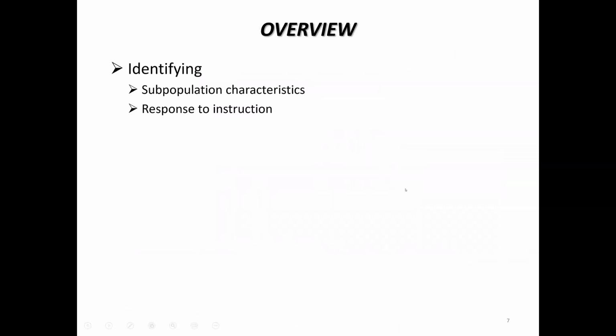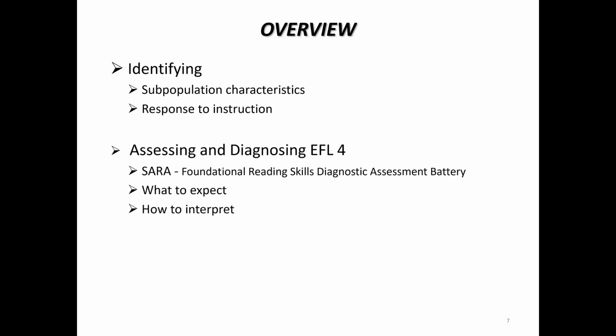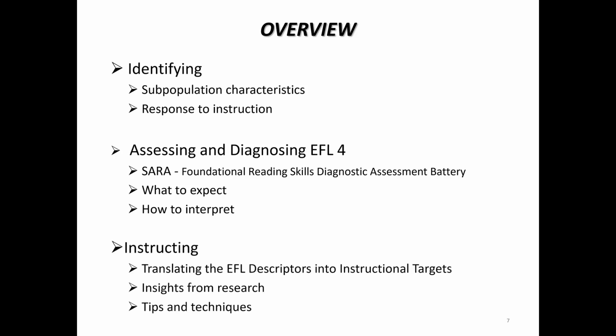So for those of you who are veterans here, you'll see a little bit of familiarity with the structure that we're going to go through. We'll start by identifying several subpopulations and how we think they might respond to different instruction. Then we'll talk a little bit about assessing and diagnosing the reading literacy skills of learners, and how to use the Sarah battery to do so, and what to expect and how to interpret, at least a brief little bit on that. Welcome either questions or follow-up, and we can provide much more detailed information.